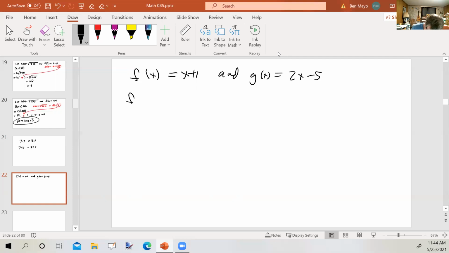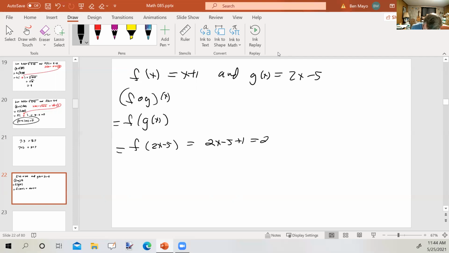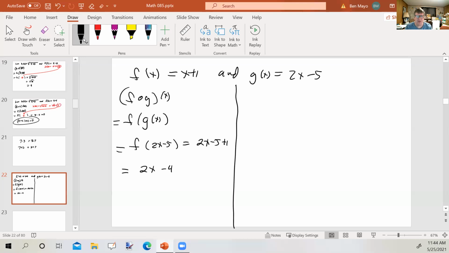So first of all, let's find f composed with g of x. That's equal to f of g of x, which is f of 2x minus 5, which is 2x minus 5 plus 1, which is equal to 2x minus 4. All right, so f composed with g of x is 2x minus 4.